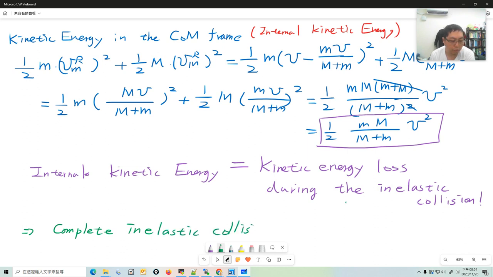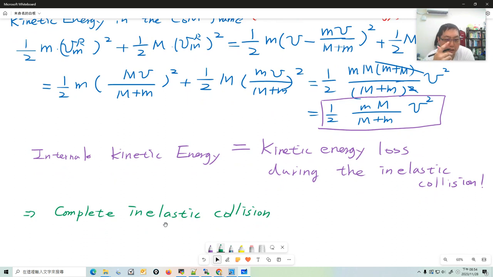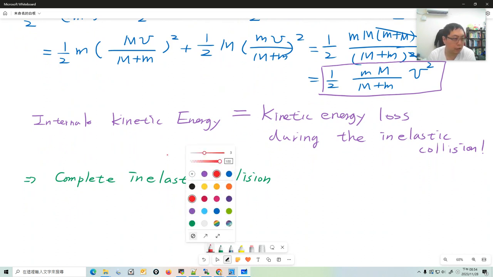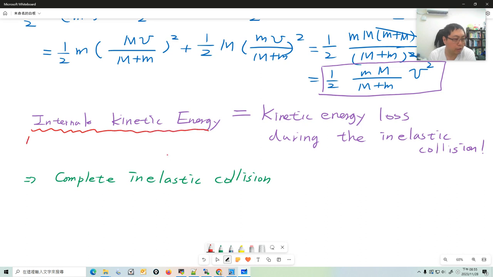Okay. If you found your internal kinetic energy is equal to the kinetic energy loss during the inelastic collision, we give it a name. It's called complete inelastic collision. And also, there's one more comment for the internal kinetic energy. It is the maximum possible energy that would be lost during the inelastic collision.